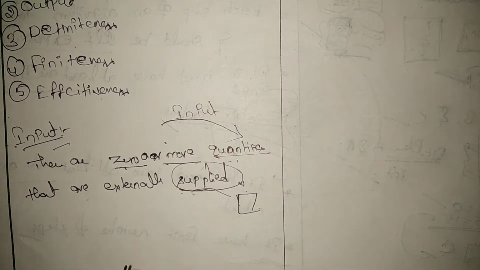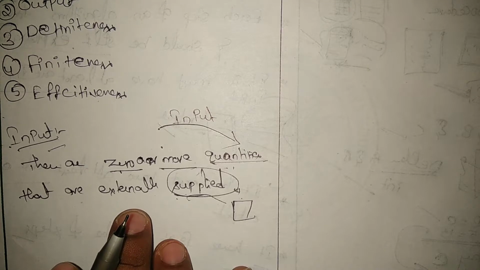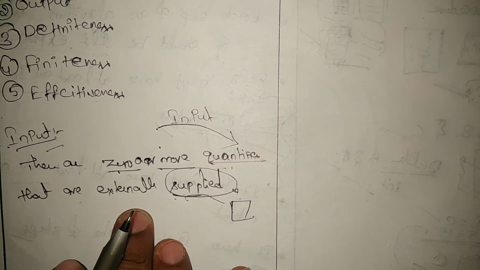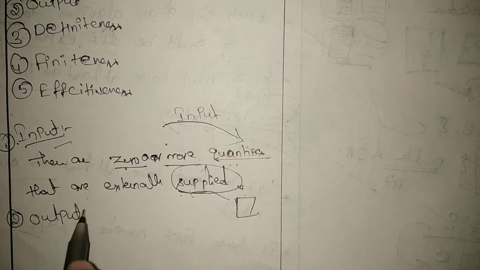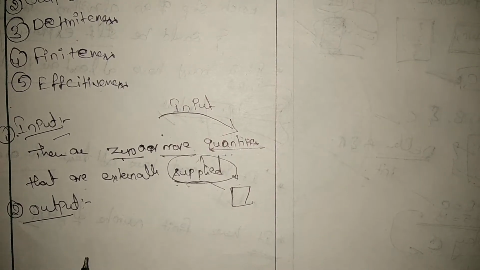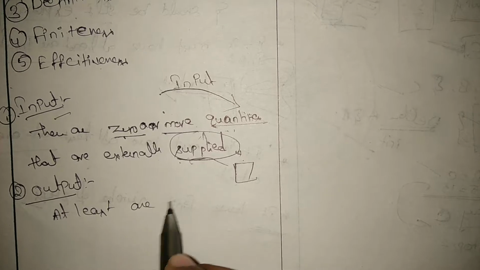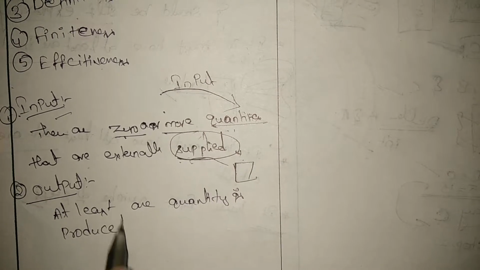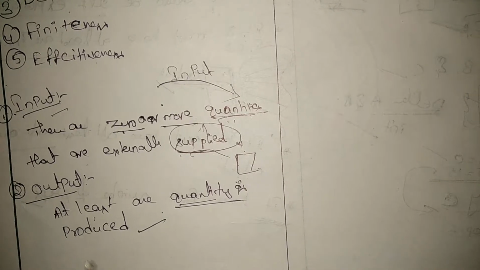For example, using a keyboard, the input is processed by the CPU and displayed as output on our monitor. This is a simple processor. The next thing is output. Output is at least one quantity produced, as we already discussed in the properties of an algorithm. Quantity means instructions. At least one is produced. That is the output of every algorithm.